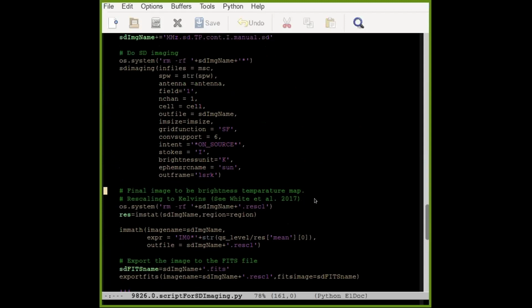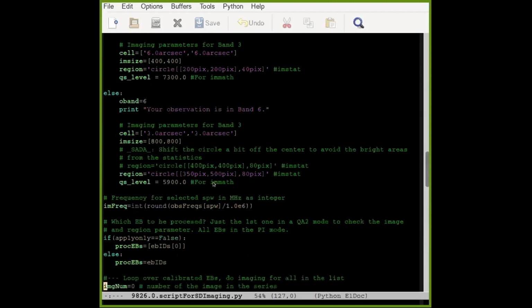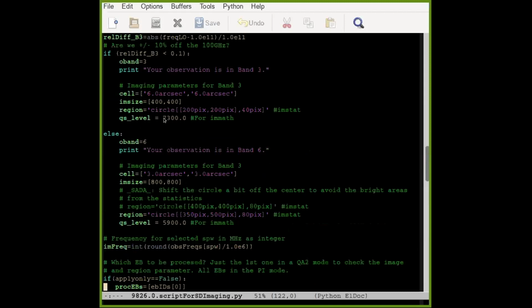The same, we are using the quiet sun regions, and there is somewhere implemented what should be the quiet sun level. For example, here for band 3 it should be 7,300 kelvins. So this is how we tie the values with the solar total power data, this brightness temperature. And for band 6 it's 5,900.